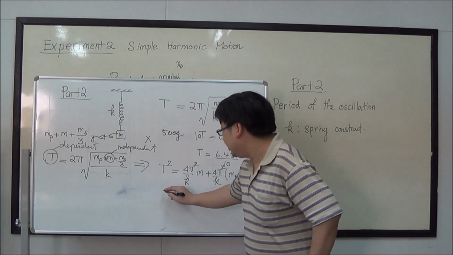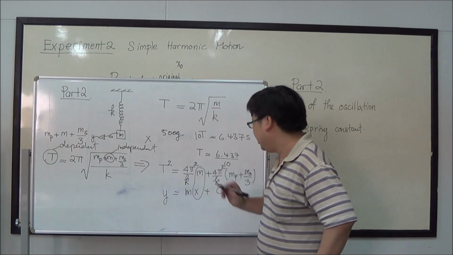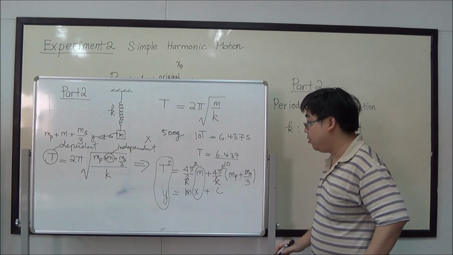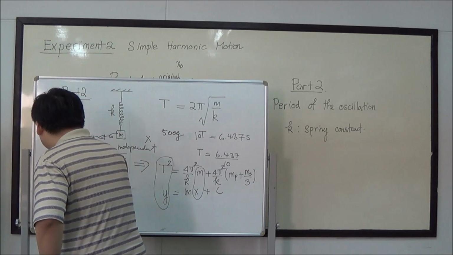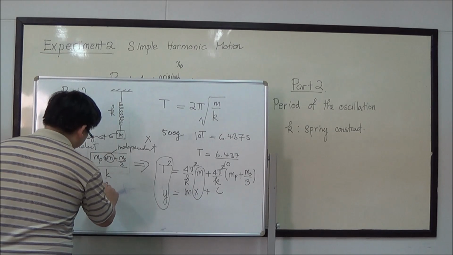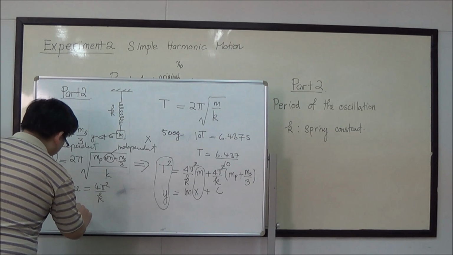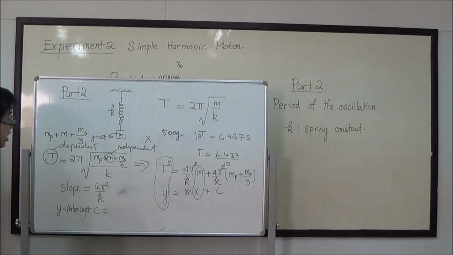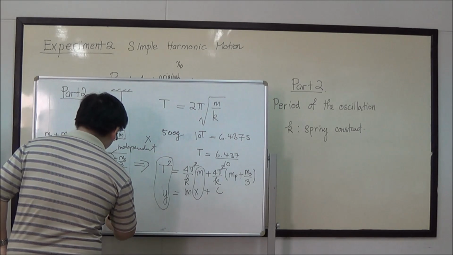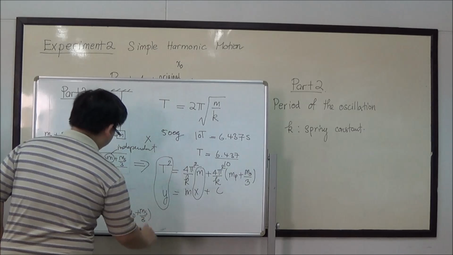and plus the mass of the spring divided by 3. If I'm comparing this equation to y equals mx plus c, this is the independent variable, and this is the dependent variable. So it is clear that the slope is 4 pi squared over k, and the y-intercept or c equals 4 pi squared over k times (MP plus MS over 3).